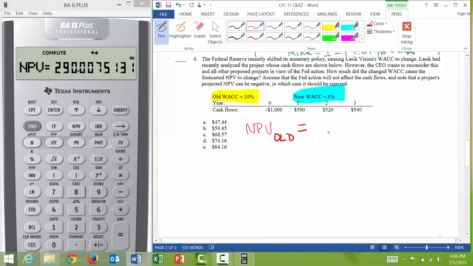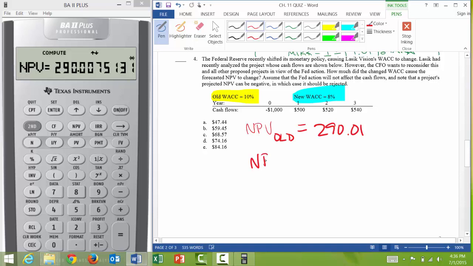And so that one is 290 point, let's see if they were really particular with the decimal places here. Yeah, I think they were, 0.01, so with 1 cent.